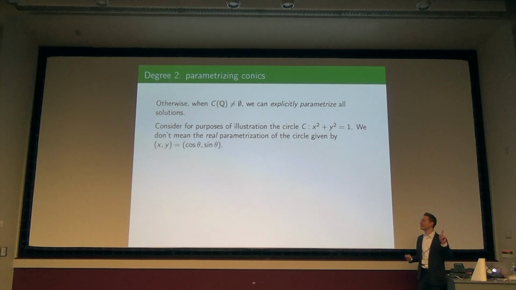Now, I don't mean the real parameterization of the circle, which is what you may have been thinking or would tell your calculus students when you integrate along a curve. I don't mean that. Cosine and sine are not going to help us to decide if there are rational solutions or not. I mean something else: a way of generating all the rational points, and I can't just say plug in values of theta for which cosine and sine are rational numbers. That is the problem.